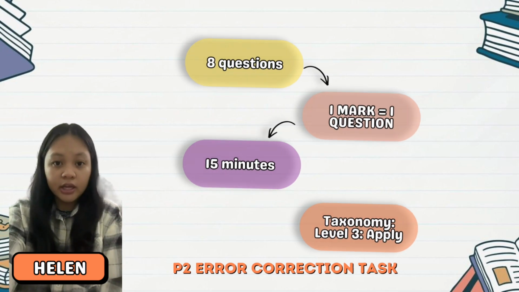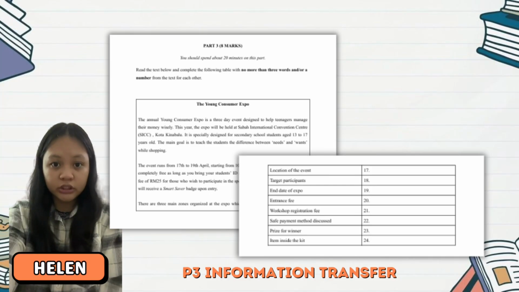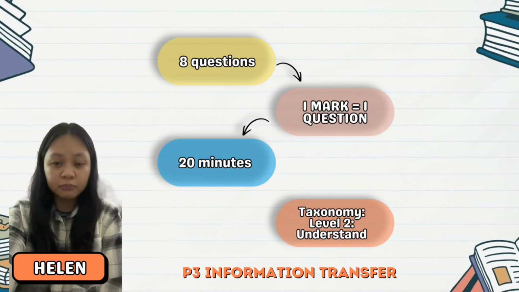For part 3, it is an information transfer task. This also contains 8 questions at 1 mark each, but with a longer expected time of 20 minutes. This task falls under level 2 of Bloom's taxonomy, understanding, as it requires students to identify and categorize specific facts from the text into a structured format.